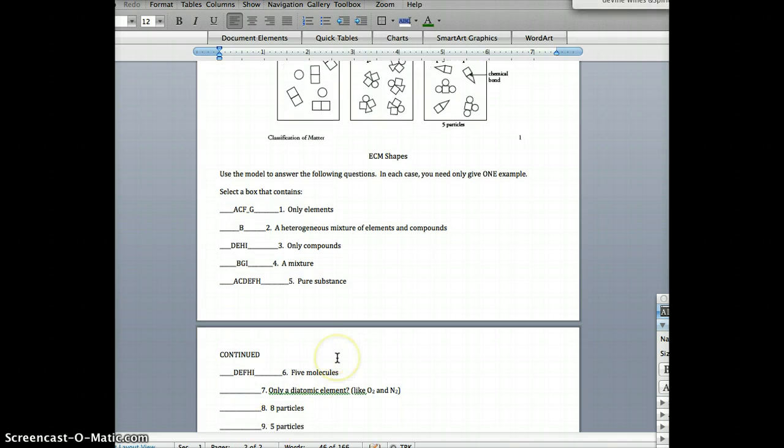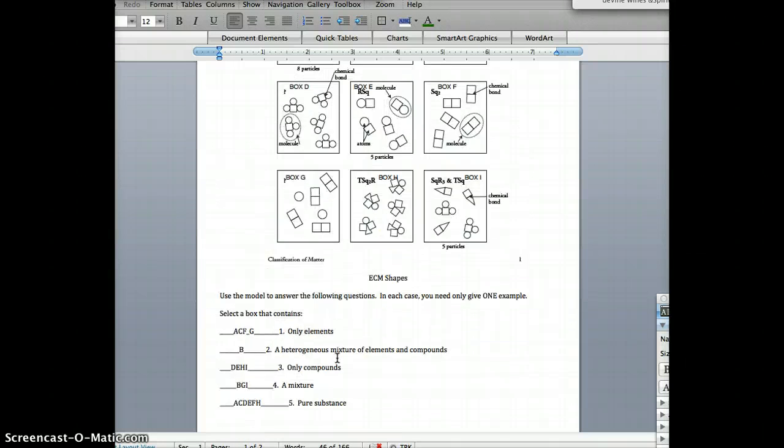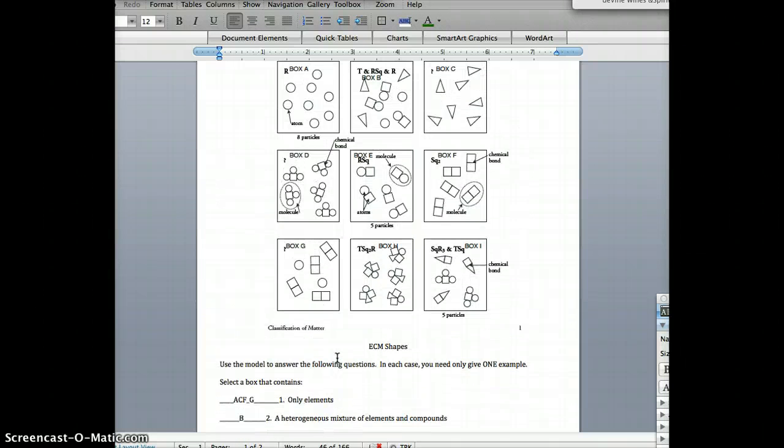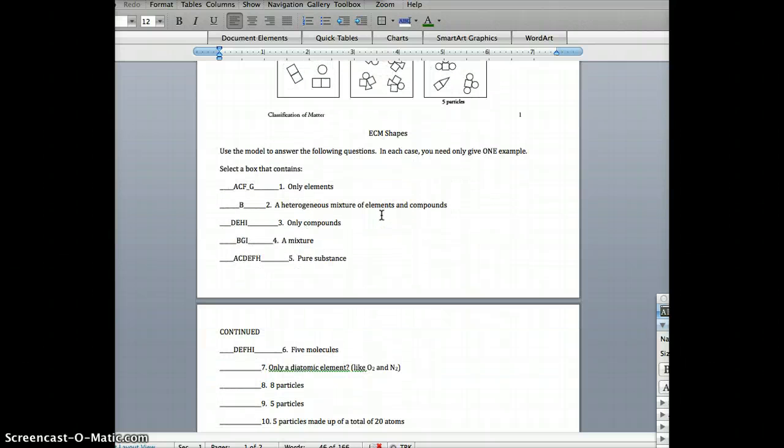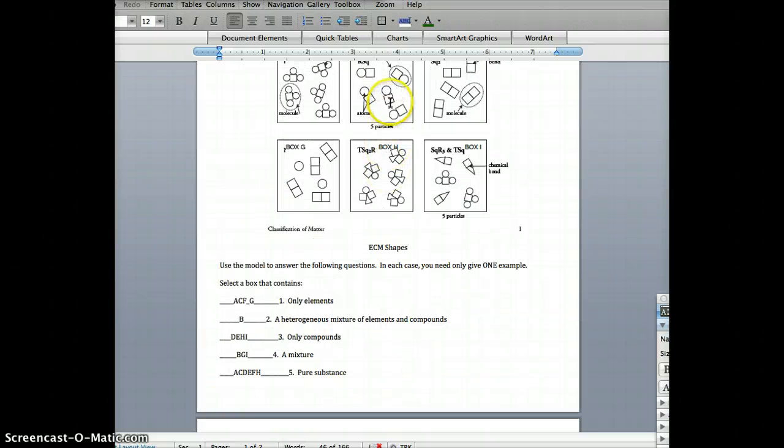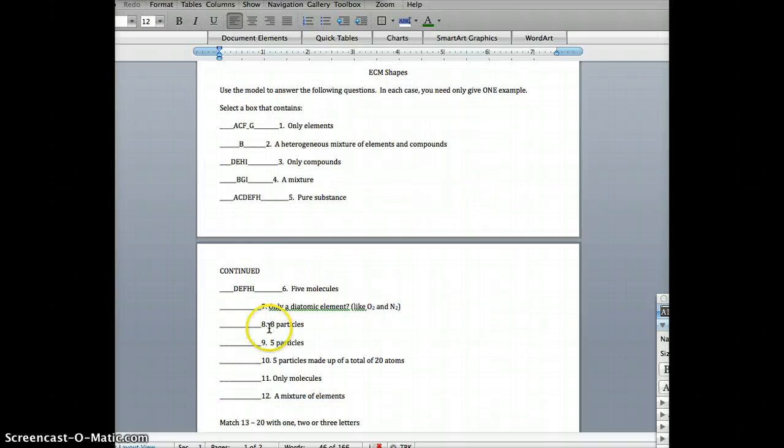Only a diatomic element, that is only diatomic, would be, let's see here, diatomic. That one is not a diatomic element. That one is a diatomic, and that one's diatomic, but it's not an element because the atoms are different. So the only one that qualifies as just a diatomic element would be box F.